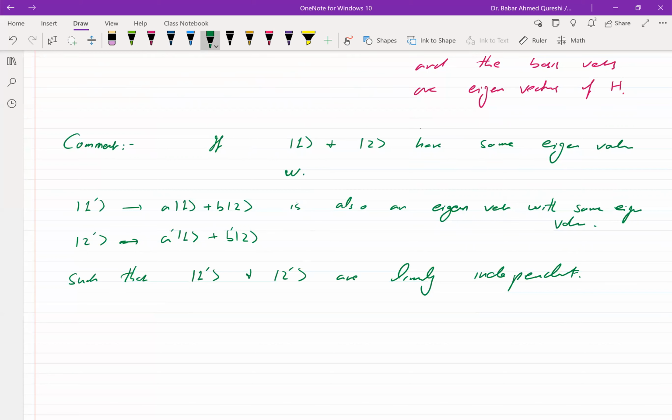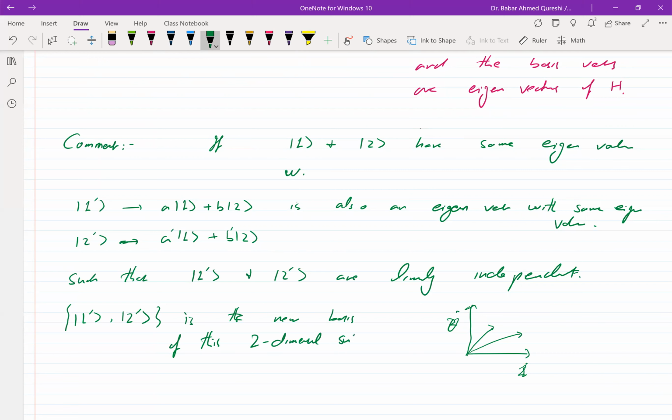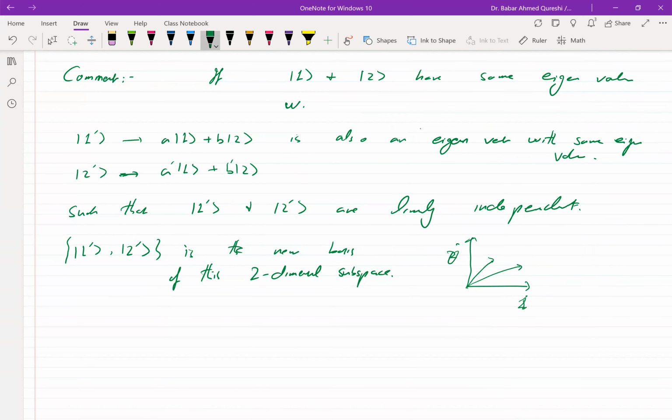Because I'm just making a linear combination, I can make an arbitrary linear combination. Just like in the ordinary example, if you have i and j, they are orthogonal, but I can make a linear combination and get this vector and this vector. They are linearly independent, but not orthogonal. So similarly, I can make an arbitrary linear combination and get a new basis of this two-dimensional subspace. It's a subspace because if I make a linear combination, I still get an eigenvector.